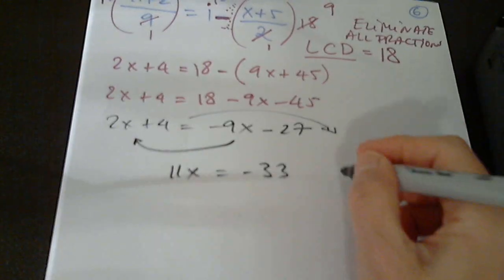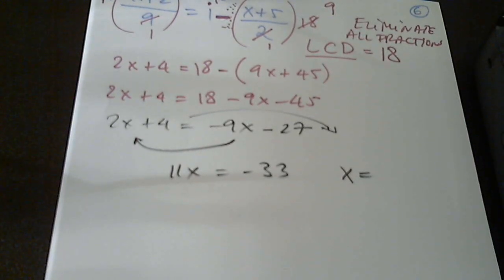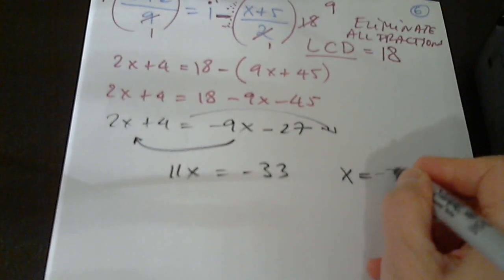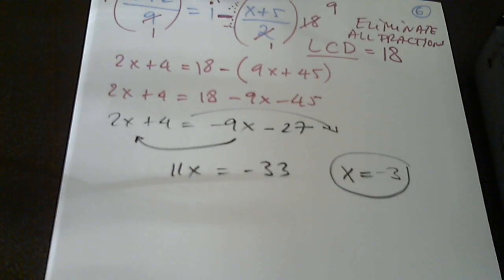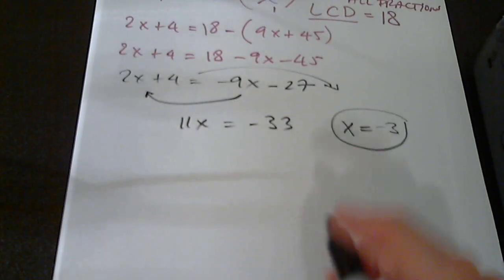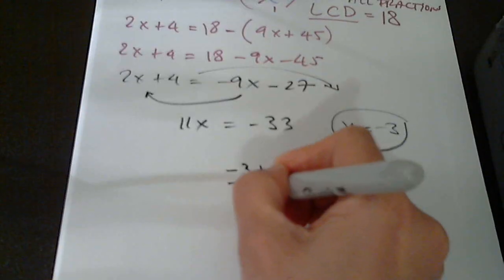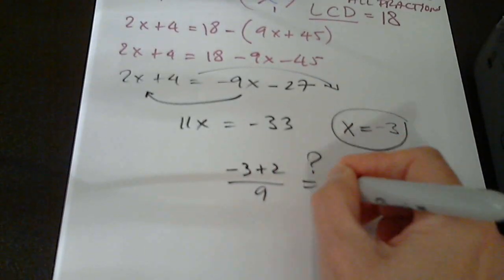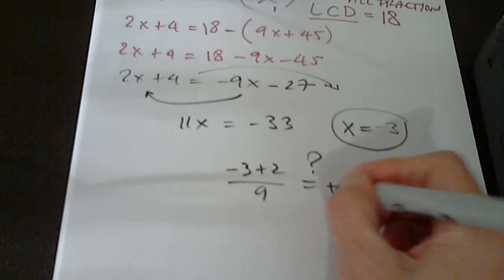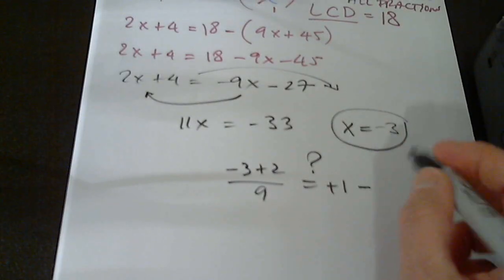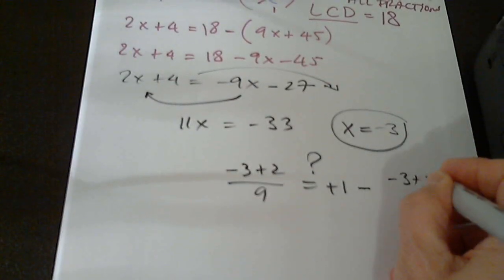Can anyone give us x? Negative 3. That's it. And you can always go back and check. How do I check? Negative 3 plus 2 divided by 9. Does this equal negative 1? No, sorry, plus 1 minus negative 3 plus 5 over 2?